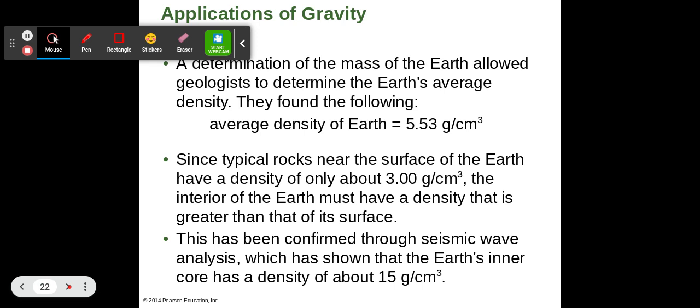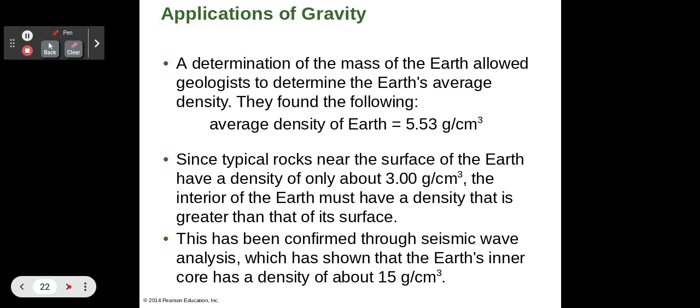Why is that important? Why do we need to know the mass of the Earth? Well, one of the things it does is if we know the mass of the Earth, then we can find the average density of the Earth. Typical rocks near the surface of the Earth tend to have a density of about 3 grams per cubic centimeter, and the density of the Earth itself is 5.5 grams per cubic centimeter. So the interior of the Earth must have a density that's greater than that of its surface. And we've confirmed that with seismic wave analysis.